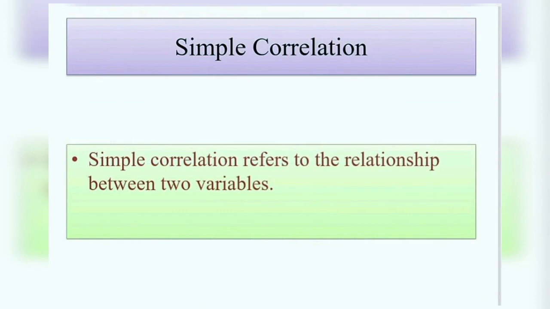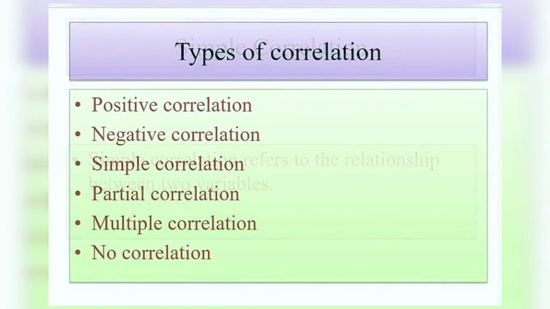Now we can discuss simple correlation. Simple correlation refers to the relationship between two variables x and y. We take two variables x and y. What is the relationship between the variables? That is called simple correlation, in the sense of either quality or quantity. So the relationship of two variables is called simple correlation.